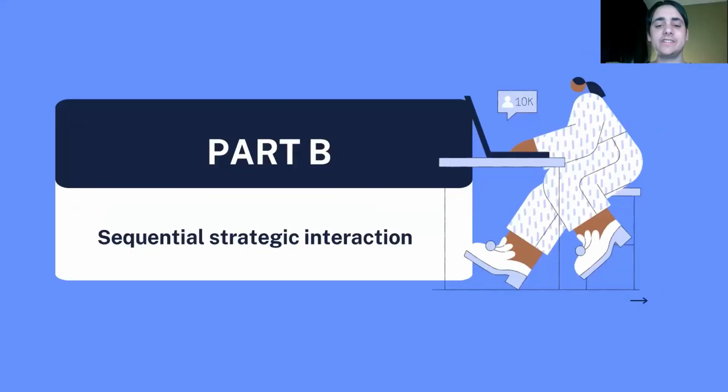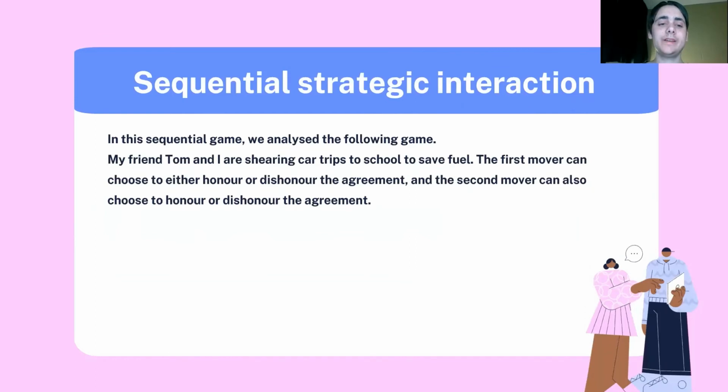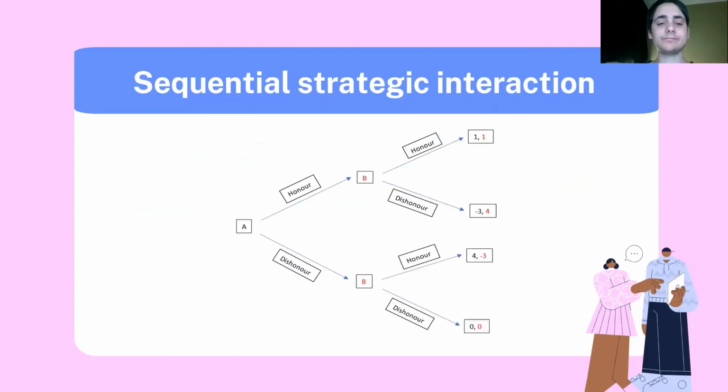Part B, sequential strategic interaction. In this sequential game, we analyzed the following. My friend Tom and I are sharing car trips into school to save fuel. The first mover can choose to either honor or dishonor the agreement, and the second mover can also choose to honor or dishonor the agreement.